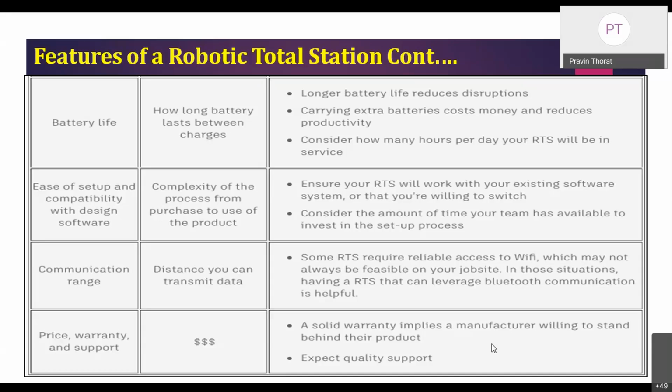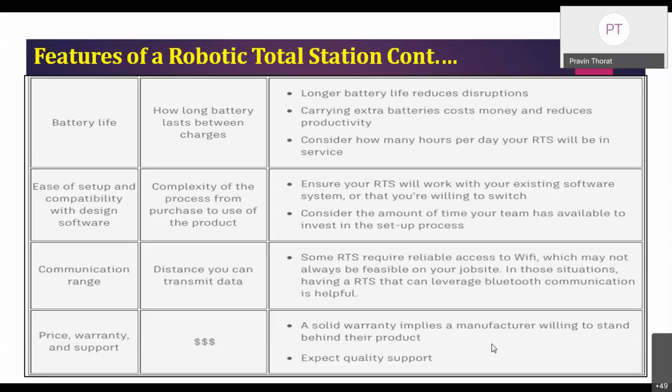The total station is inbuilt with Wi-Fi connectivity or Bluetooth. So in the view of communication range: the distance you can transmit the data. Some remote operated total stations require reliable access to Wi-Fi, which may not always be feasible on your job site. In those situations, having a remote operated total station that can leverage Bluetooth communication is helpful. We know that sometimes Wi-Fi connectivity is not proper, so we use Bluetooth connectivity in such conditions or situations that happen during the survey.